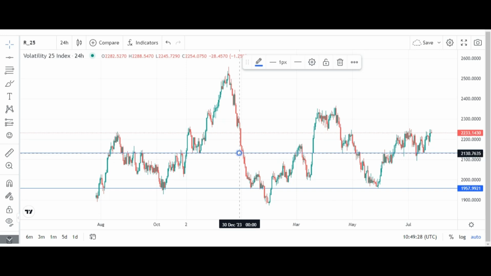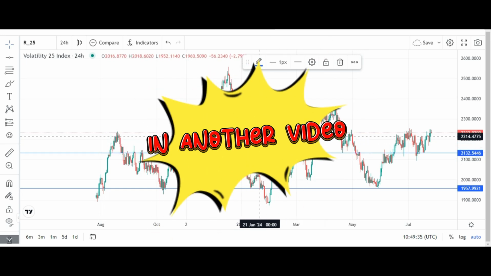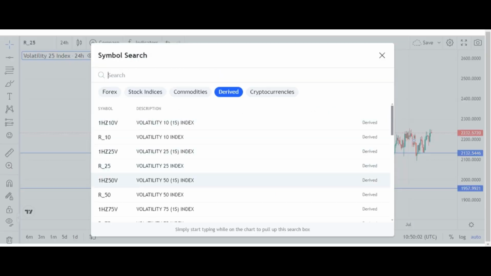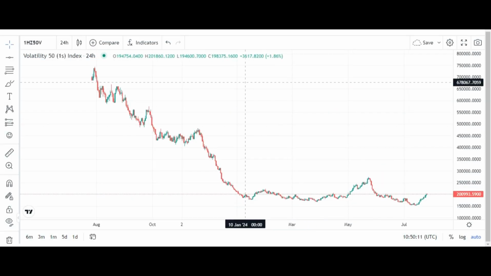But yeah, I will get into how to spot when the support is likely to be broken and violated. But right now I'm just trying to explain to you guys what support is. Let's see if we can find another pair. Okay, so let's say, for example, V51 seconds. Okay, so this is V51 seconds.